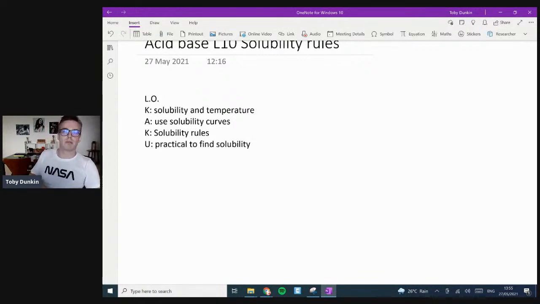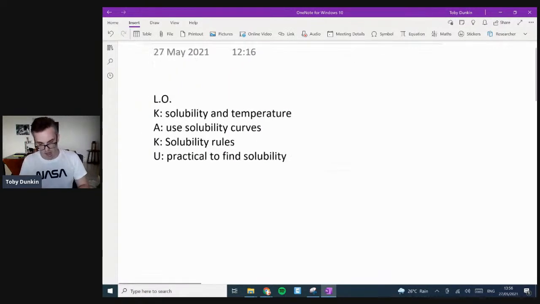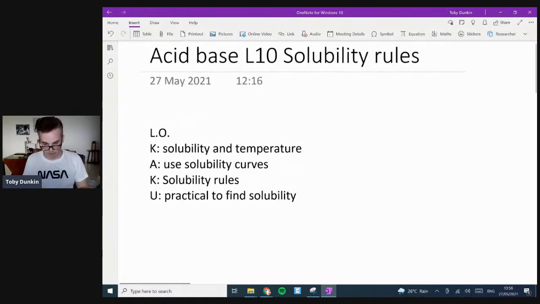So, by the way, solubility rules. See what I did there? See what I did? Like rules, like it rules. Yeah, that's a dad joke.